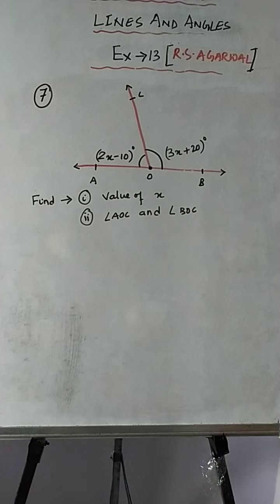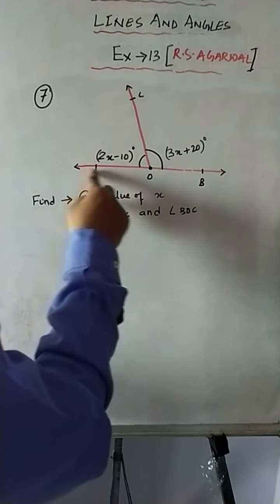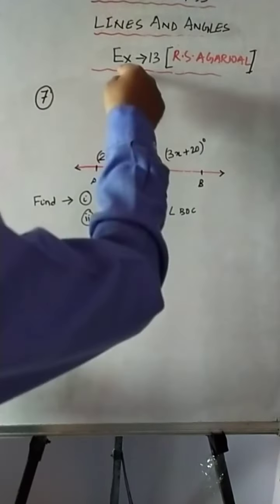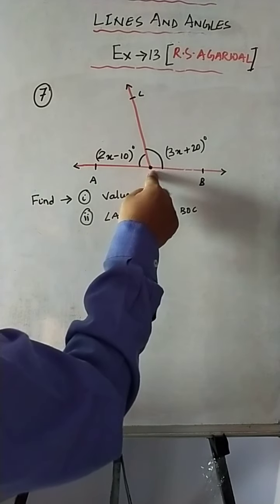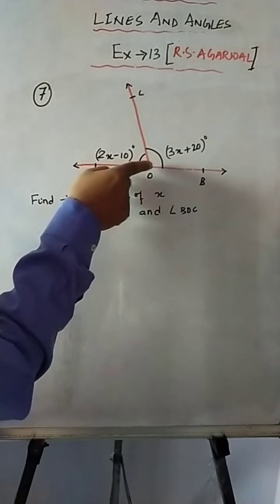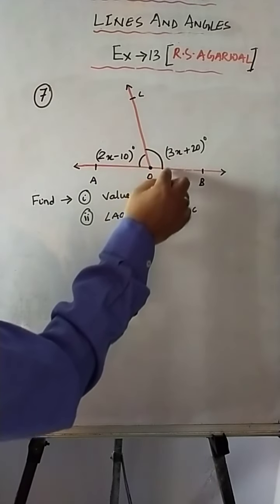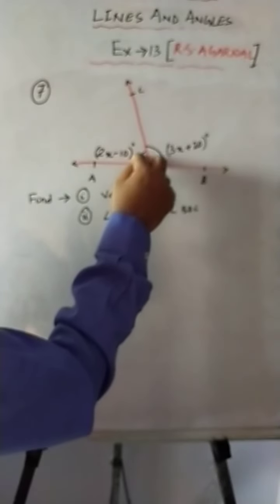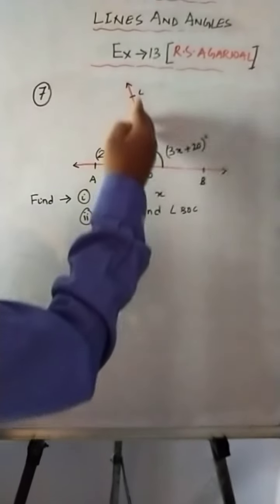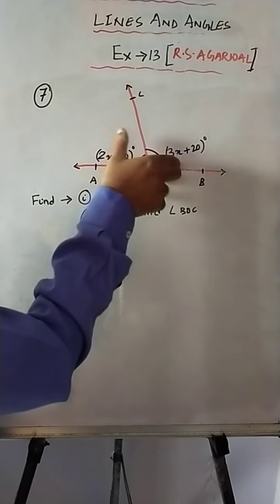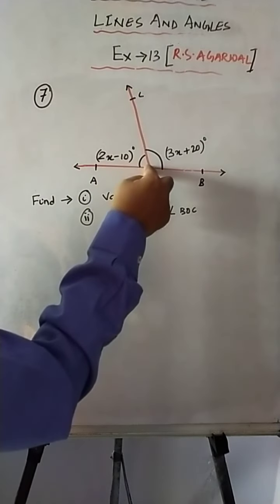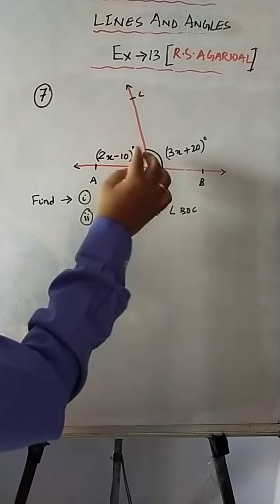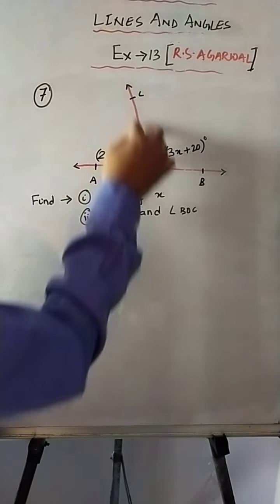Now we have to understand how to get the value of x first, because this is the most important thing. As you see, this is a straight line, and this line is cutting it at point O. If you do not consider this line, this whole angle would measure 180 degrees, isn't it? Now, this entire 180 degrees has been divided into two parts with this line.